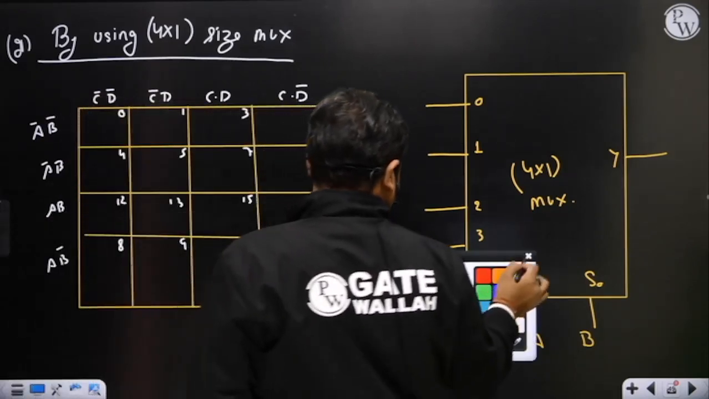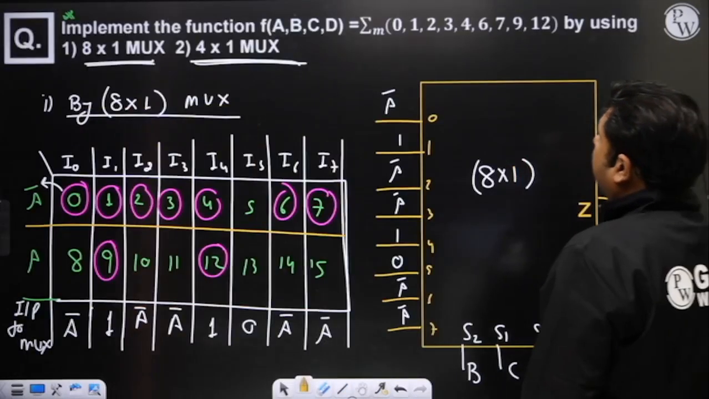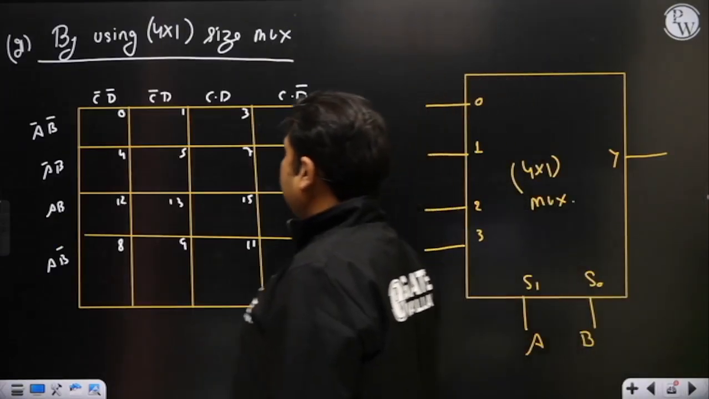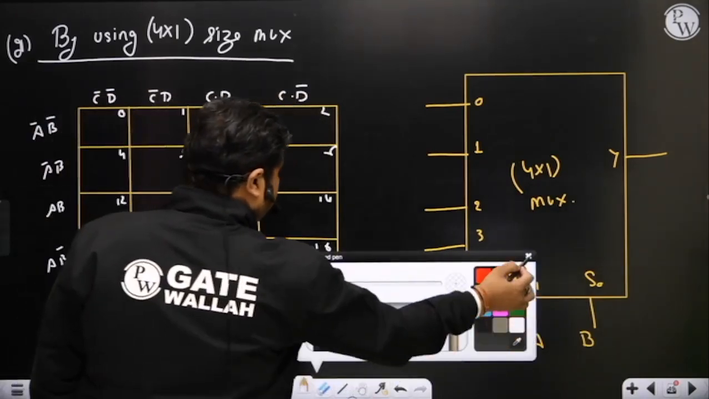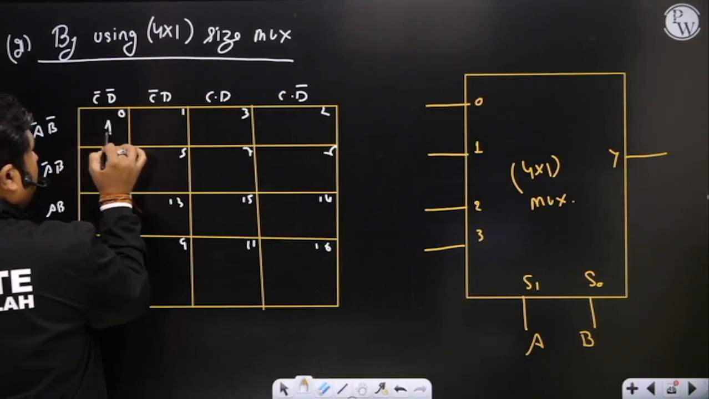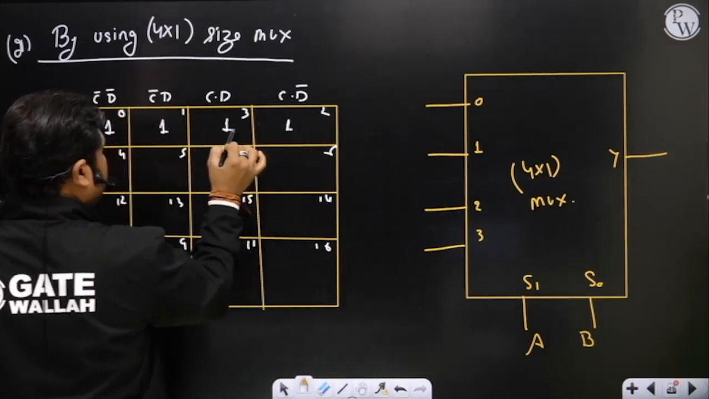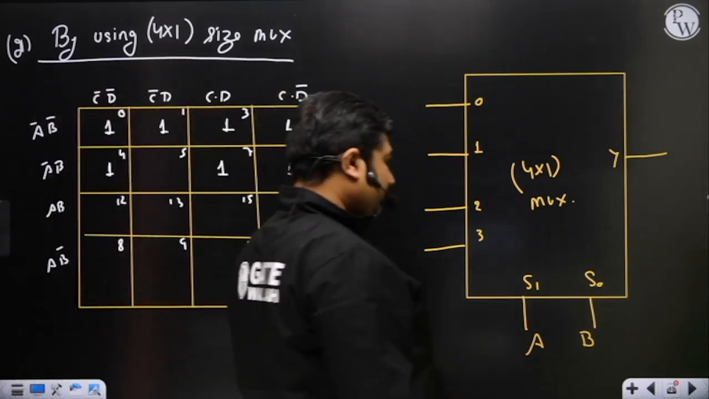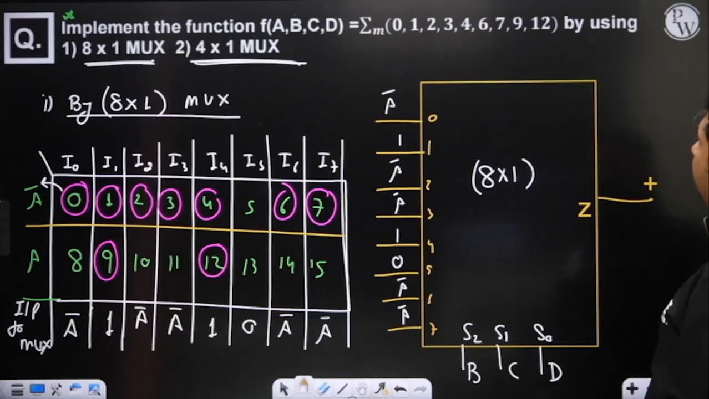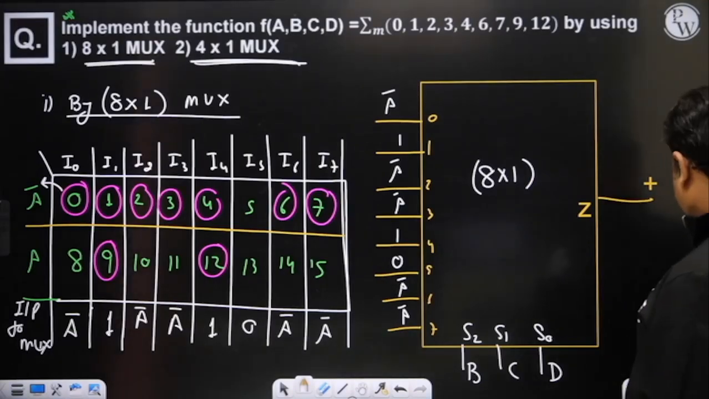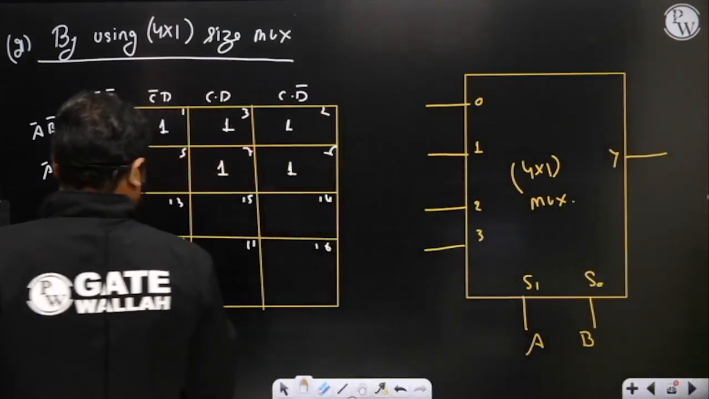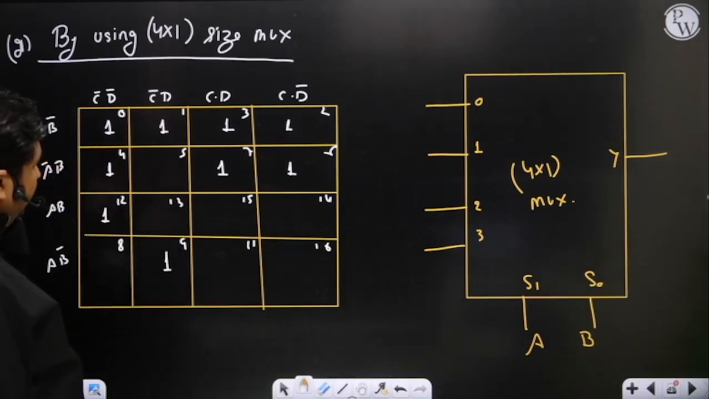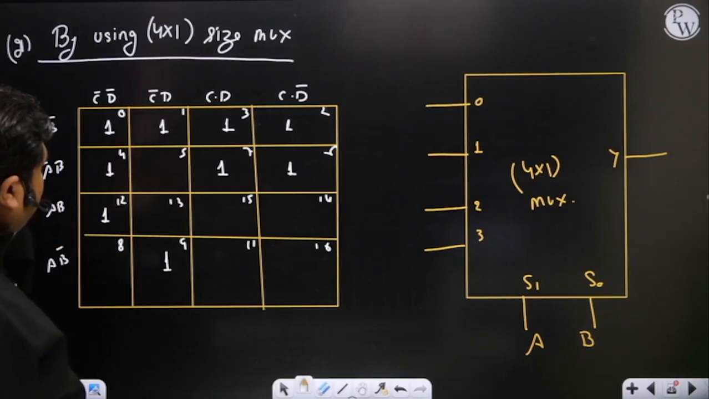What are the functions? Sir, the function is 0, 1, 2, 3, 4, 6, 7, 9, and 12.